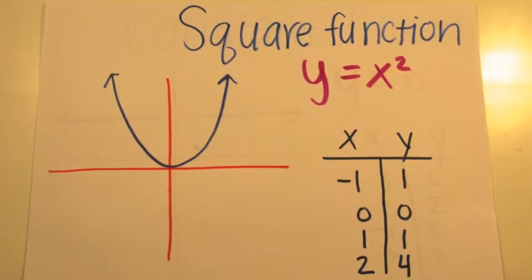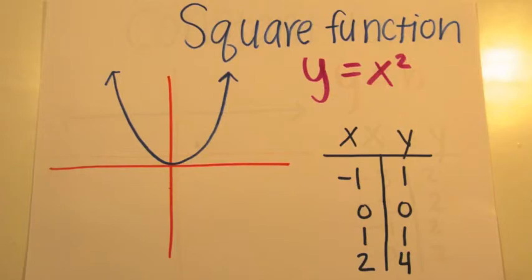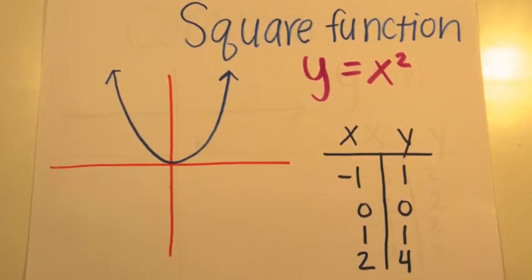The most obvious thing about the square function is its symmetry. Since the graph is reflecting over the y-axis, we know it's even.